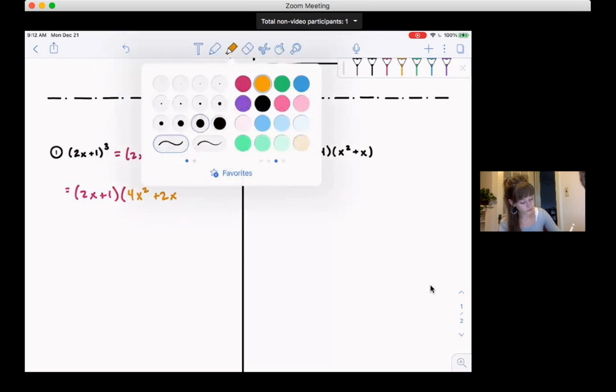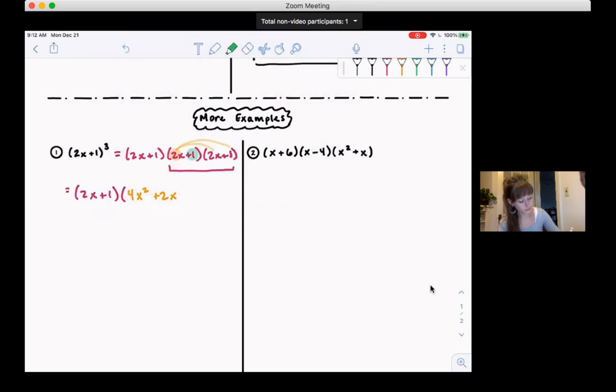Okay, now let's distribute the 1. So if we do 1 times 2x, that gives us 2x. And then 1 times 1 gives us just 1.